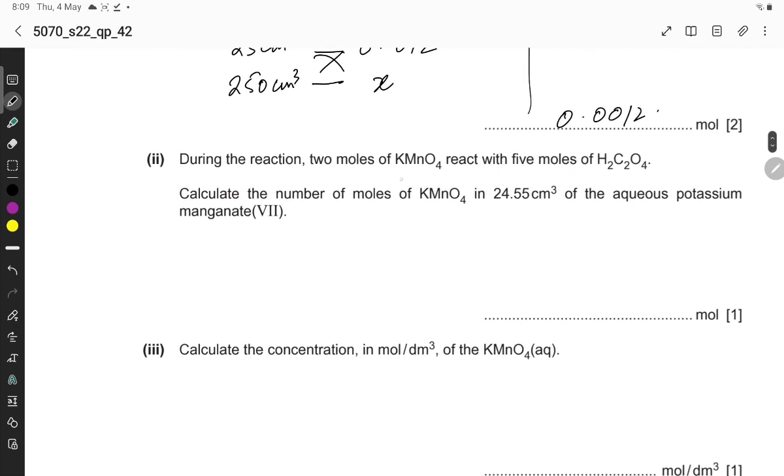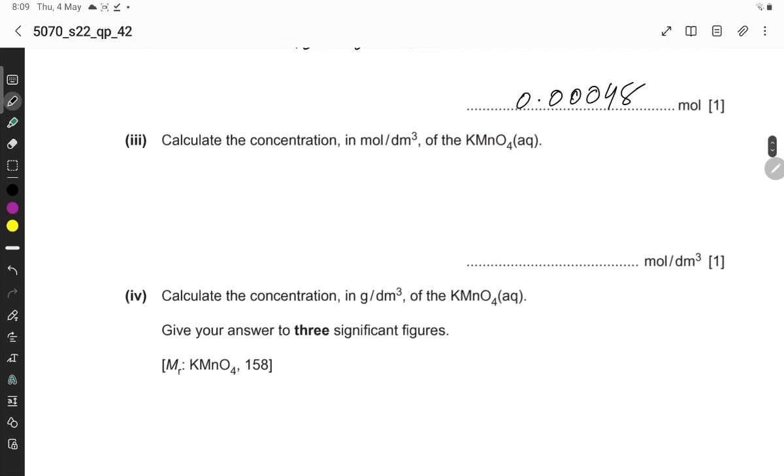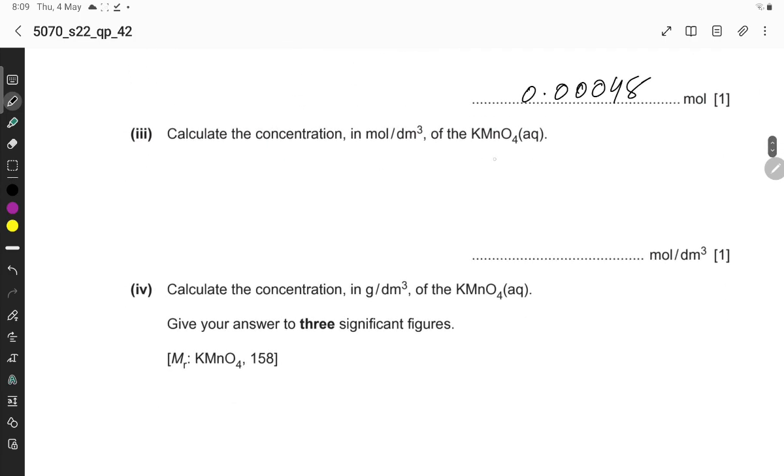So 2 moles of potassium manganate react with 5 moles of H2C2O4. Calculate the number of moles of KMnO4 in 24.55 centimeter cube of the aqueous potassium manganate. So the mole ratio is 2:5, and 0.0012 is the ratio x. The answer is 0.0048.